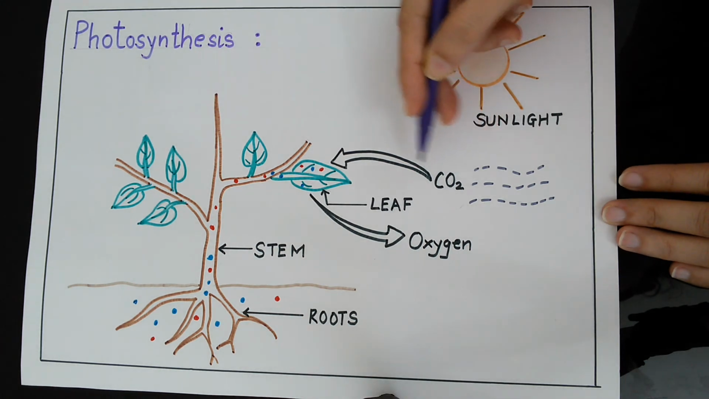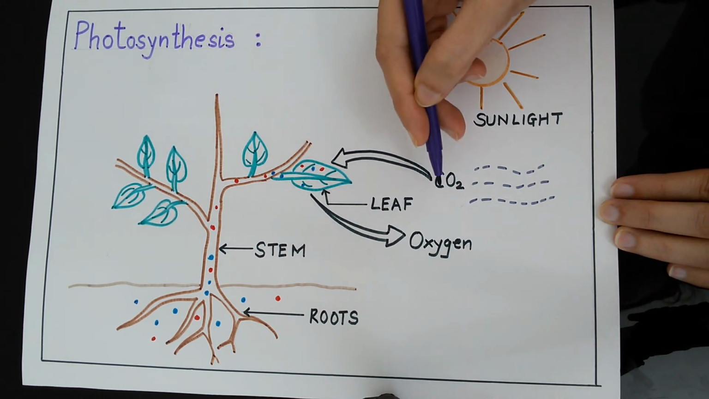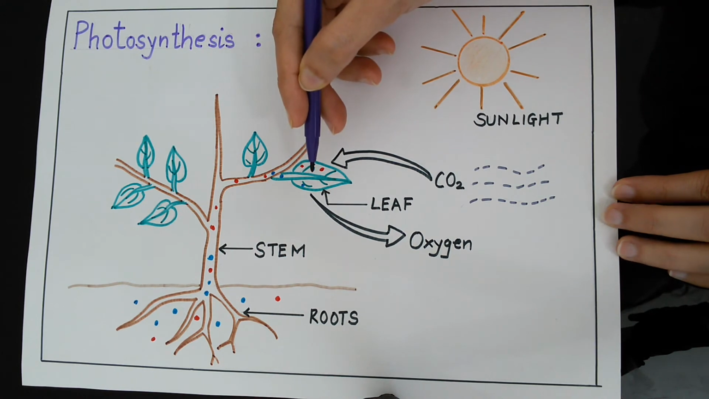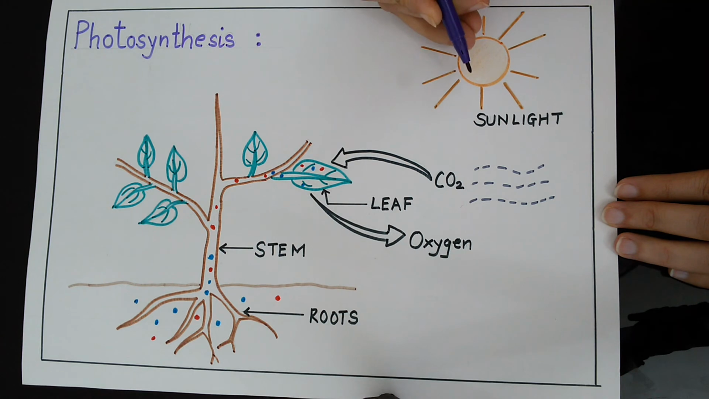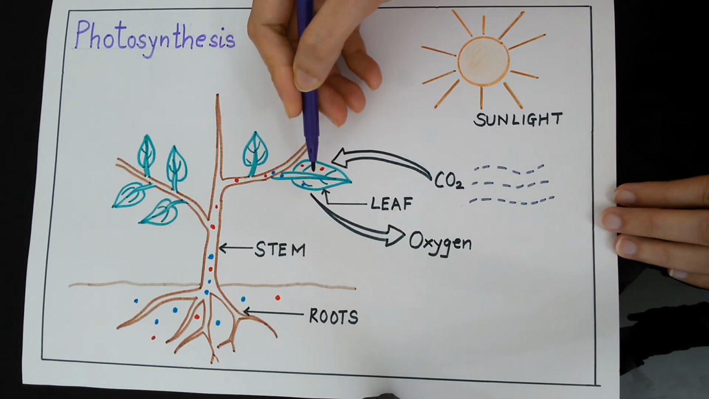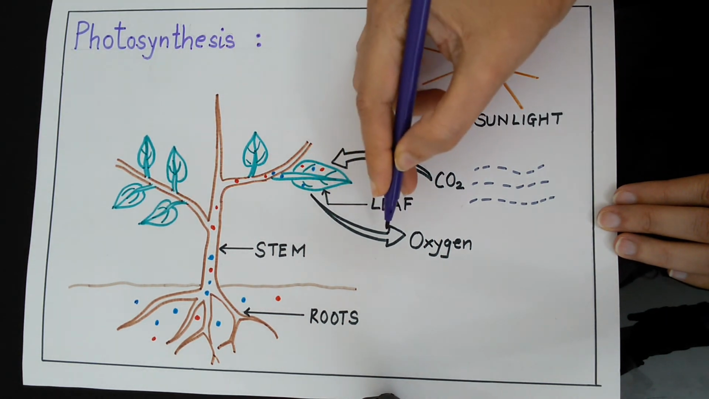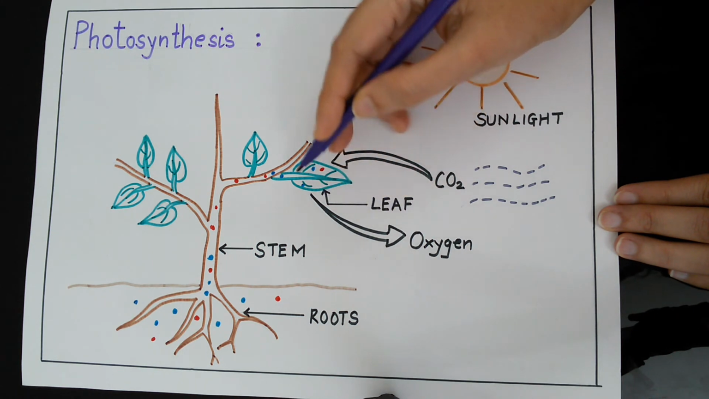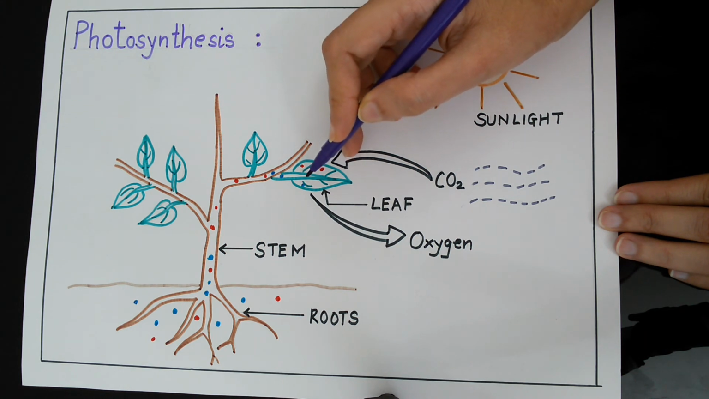Carbon dioxide from the air enters through the holes in the leaves. The holes in the leaves are called stomata. So, carbon dioxide from the air enters through the stomata which are present in the leaves. By using sun's energy, it converts water and carbon dioxide into its food. Then it releases a gas called oxygen which exits through the holes in the leaves, that is stomata. So the oxygen is released through the leaves through stomata.